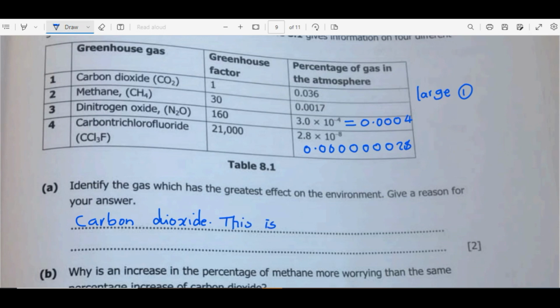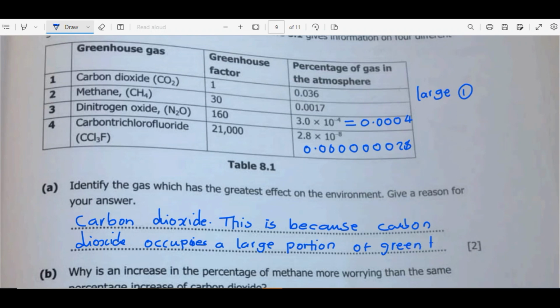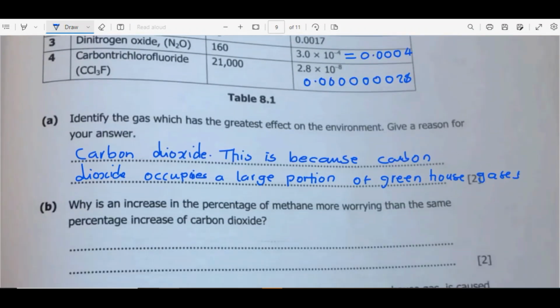This is because carbon dioxide occupies a large portion of greenhouse gases. Okay, we move on to question B.